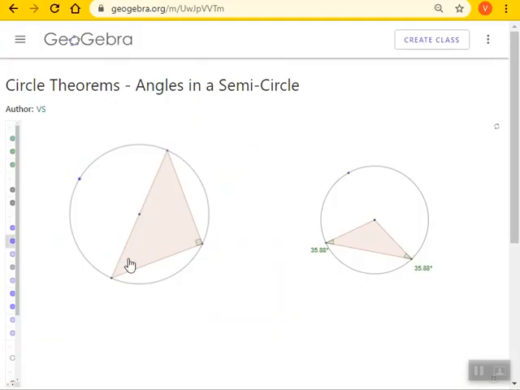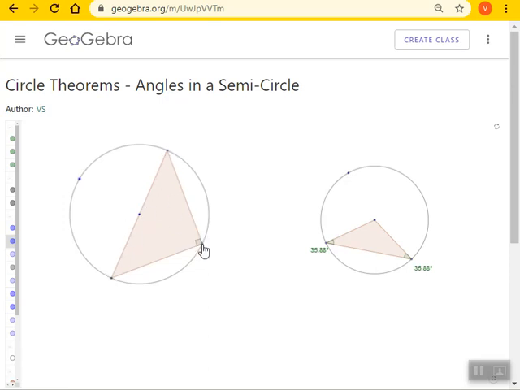Okay, so here it is in action. The great thing about this software is that when it finds a right angle, it automatically puts a square in to say it's a right angle. So I'm not telling the computer to draw a right angle. It's doing it because it is a right angle. But you can see here's a diameter line.